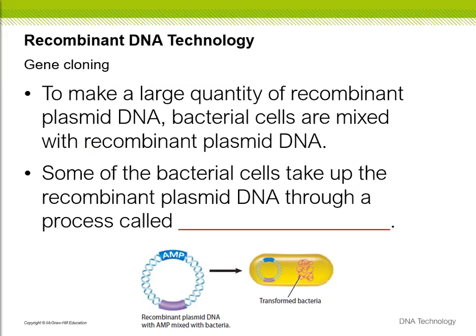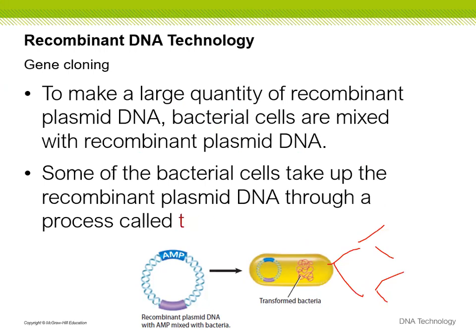So cool. Now I've inserted this into that bacteria. What the heck do I do with it? If I'm a scientist and I'm trying to really find the best stuff, I need a lot of this. The easiest way to do this is I just need to edit the genome of one thing. And then I place it in bacteria and it's going to multiply. It's a much better way of doing this. So if I need to make a lot of this, I'm going to mix it with bacteria and it's going to reproduce. Some of these bacteria take up the recombinant plasmid DNA through a process called transformation.